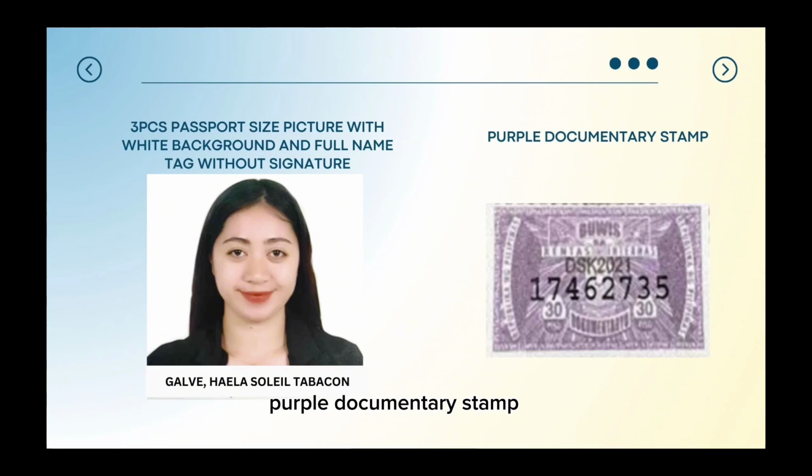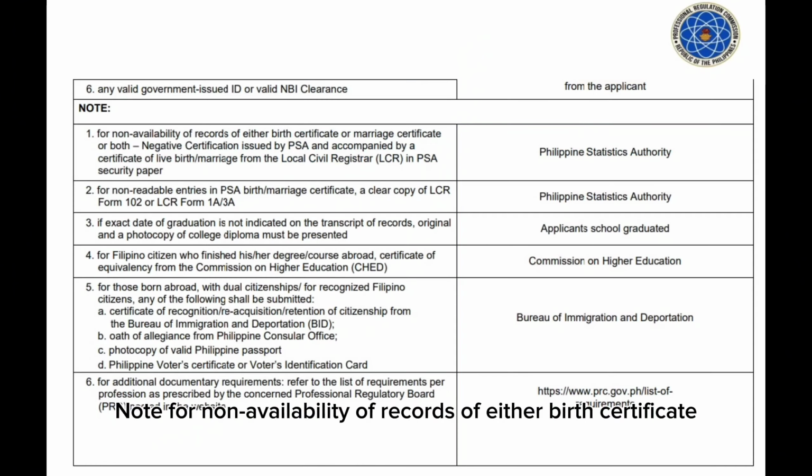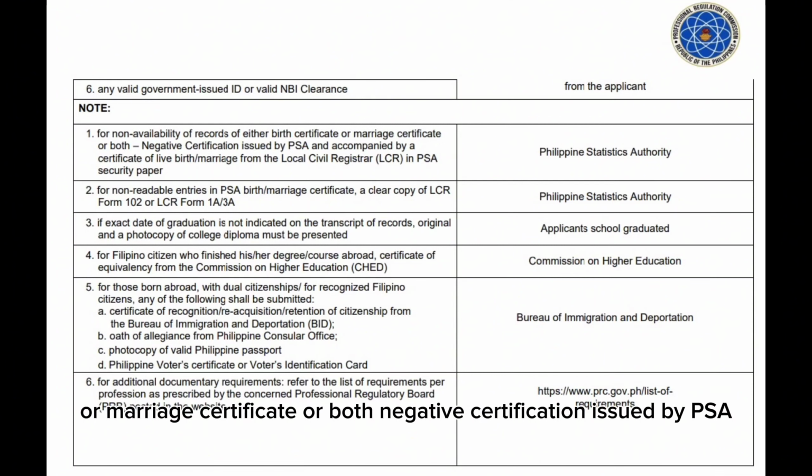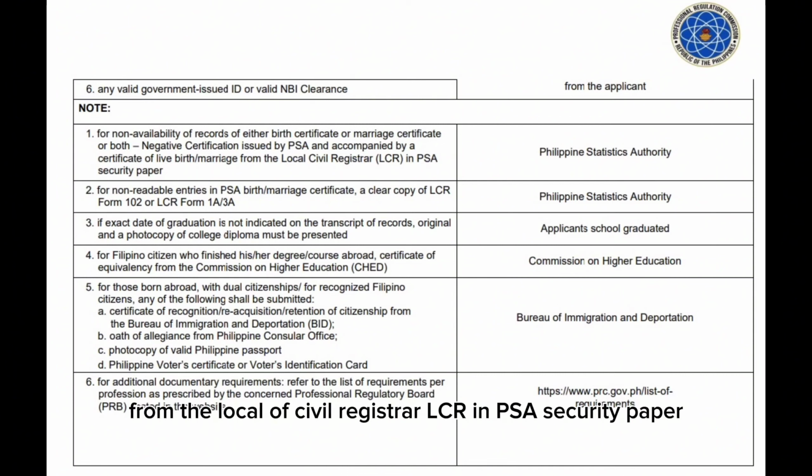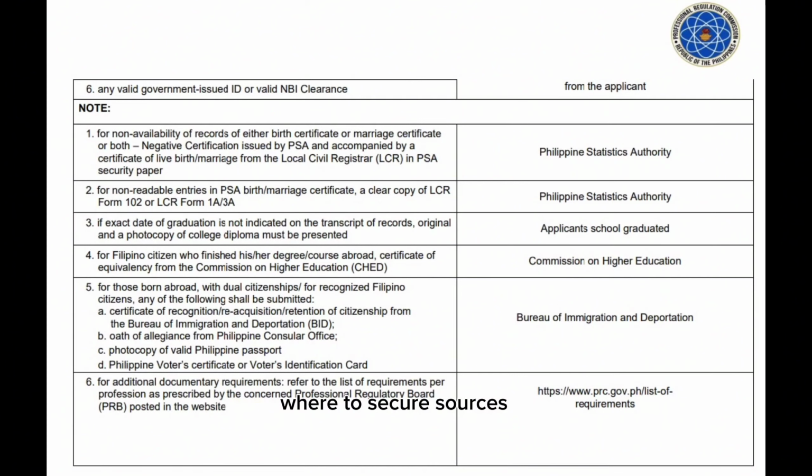2. Purple documentary stamp. Note: for non-availability of records, either birth certificate or marriage certificate, or both, negative certification issued by the PSA and accompanied by a certificate of live birth or marriage from the local civil registrar and PSA security paper. Where to secure sources: Philippine Statistics Authority, PSA.